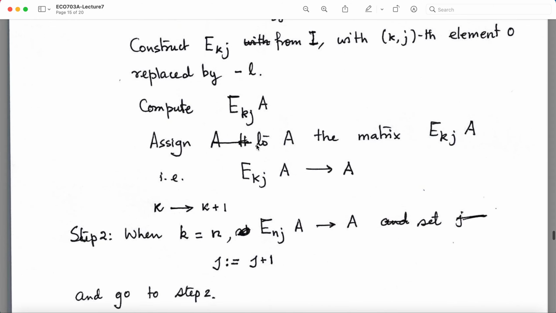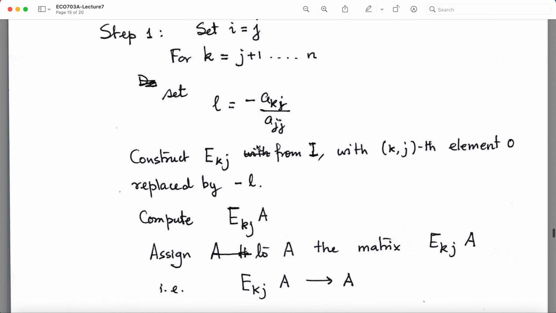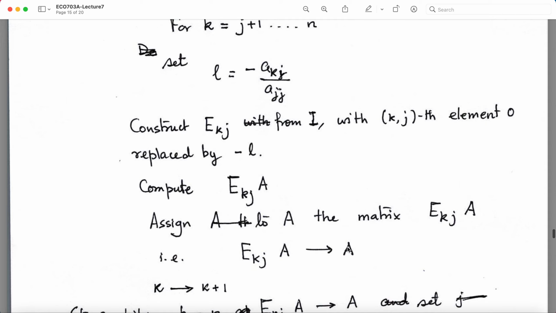See what you are doing. If you have seen what we have done earlier, we have applied the elementary matrix from the left, multiplied it, got the new matrix, and this new matrix now behaves as if it is A. And now we will do operations on this new matrix. So for L here it is a plus, not a minus, and then it's the same operation. You see this EKJ A now becomes the new A, and then we do the same operation.